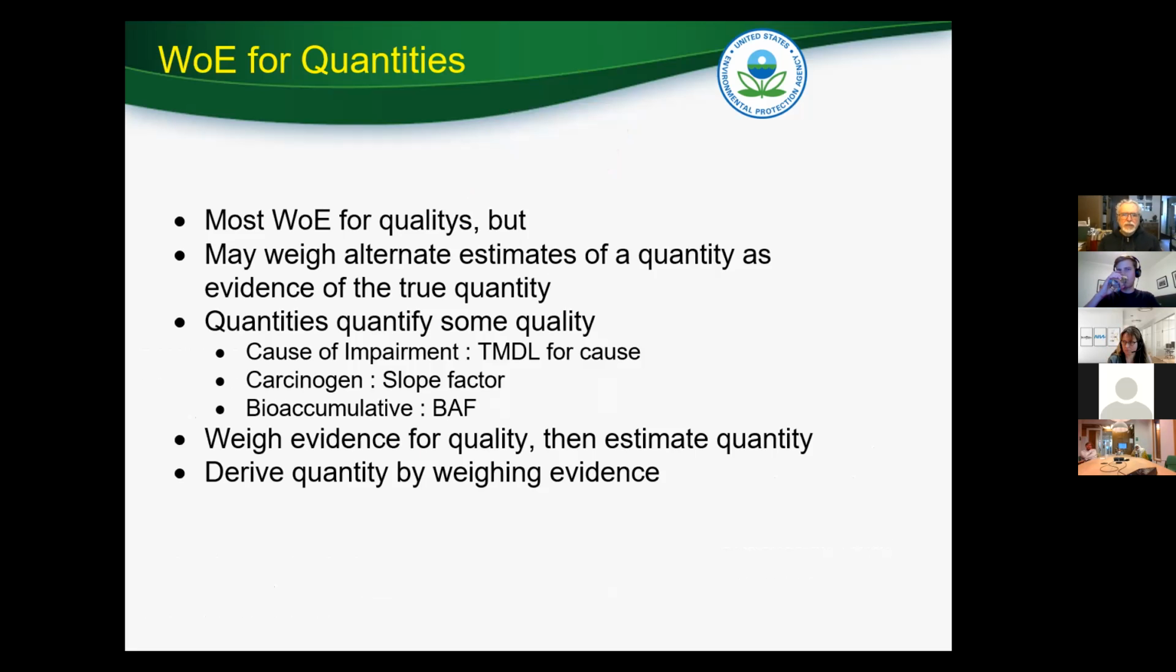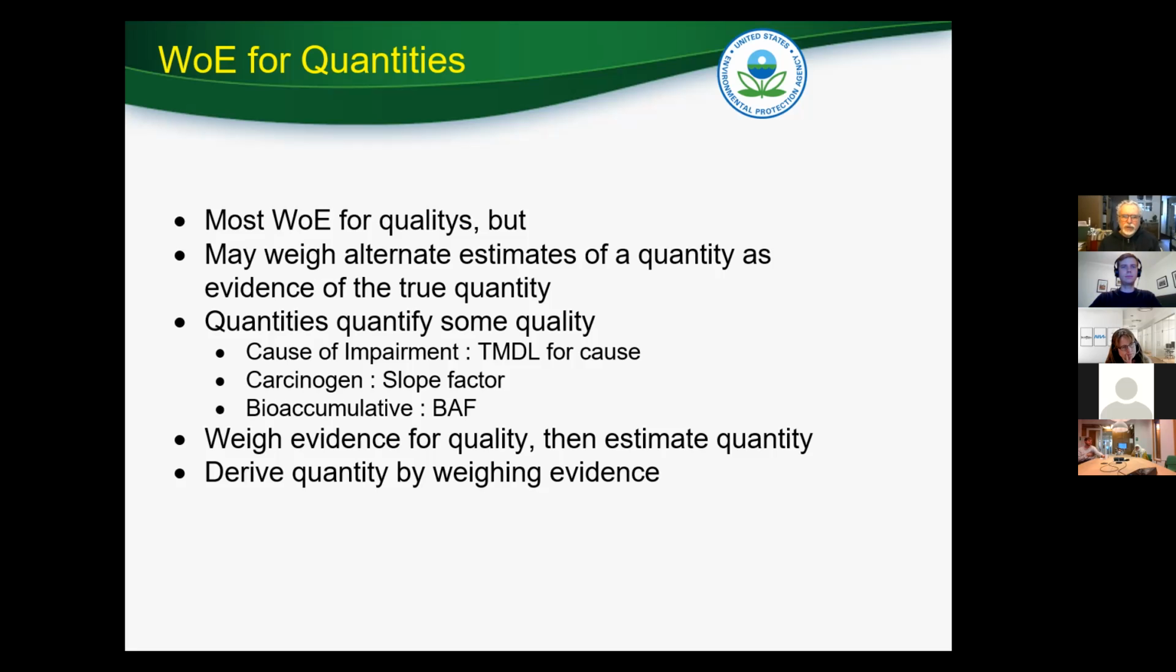So, weight of evidence for quantities. Most weight of evidence assessments that you see are for qualities like causation or carcinogenicity or biomagnification, whatever. But you may weight alternate estimates of a quantity as evidence of the true quantity. And examples are: if your quality is the cause of the impairment, then the number you need to derive is the total maximum daily load for that cause if you're in an aquatic system; for carcinogens, slope factors; for bioaccumulative chemicals, the bioaccumulation factor.